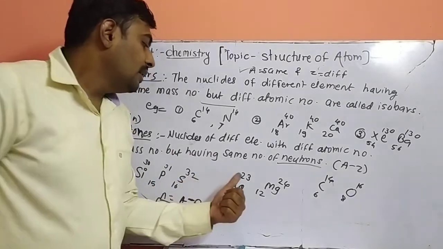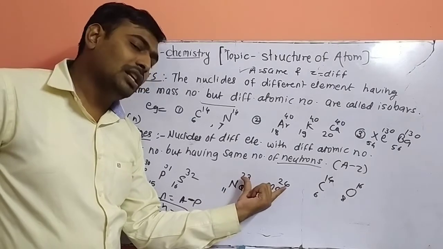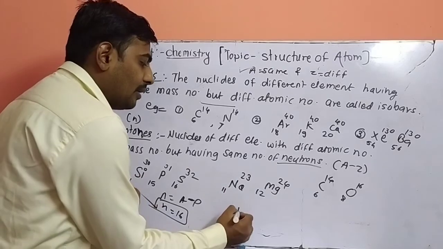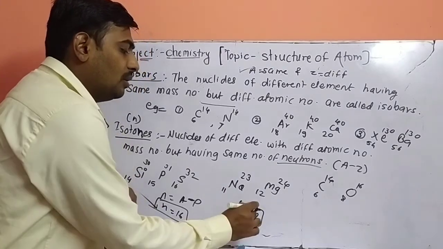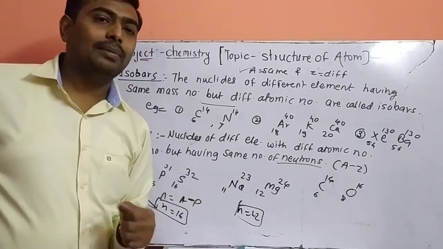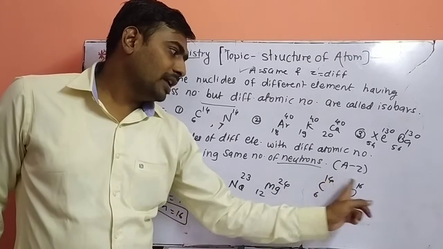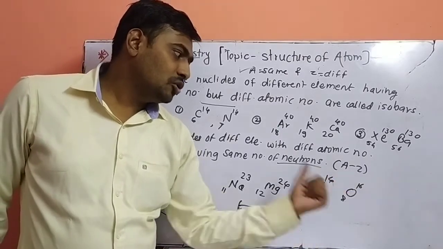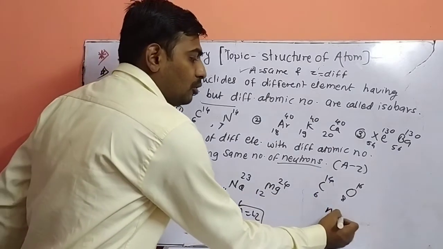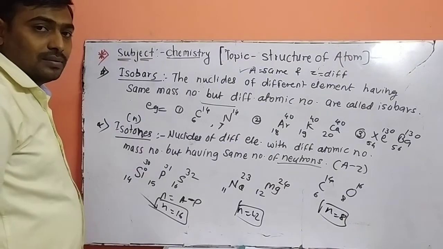Same with sodium and magnesium. The atomic number is different, the atomic mass number is also different, but the neutrons are the same. 23 minus 11, you get 12 neutrons. And here also 24 minus 12, you get 12 neutrons. Same with these carbon species. The atomic numbers are 6 and 8, the mass numbers are 14 and 16, but the difference, the N value, will be the same, that is 8. The number of neutrons present is 8. So these are your isotones.